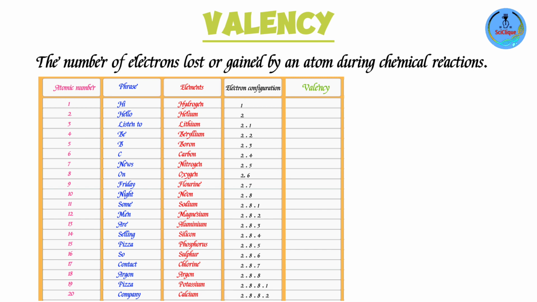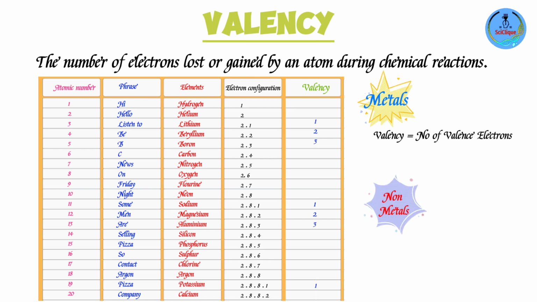Now, when it comes to the metals, the number of valence electrons is equal to the valency of that atom. So if lithium has 1 valence electron, that means its valency is also 1. Beryllium has 2 valence electrons, therefore a valency of 2. Boron, 3, a valency of 3. So in the case of metals, the number of valence electrons equals its valency.